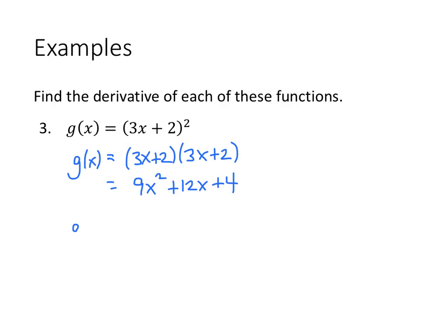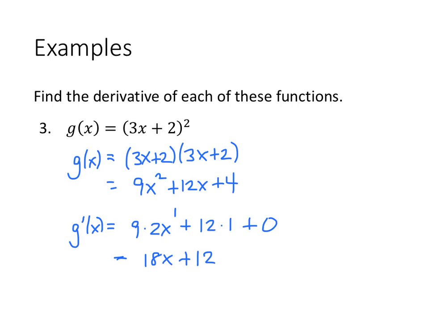Very often with derivatives, you have to rewrite the function somehow, either by breaking up a fraction or multiplying something through, to get it into a form where you can apply our rules. In this case, the derivative is going to be 9 times the derivative of x squared, which is 2x to the first, plus 12 times the derivative of x, which is 1, and then the derivative of 4 is 0. 9 times 2 is 18, 12 times 1 is 12, so our final answer is 18x plus 12.